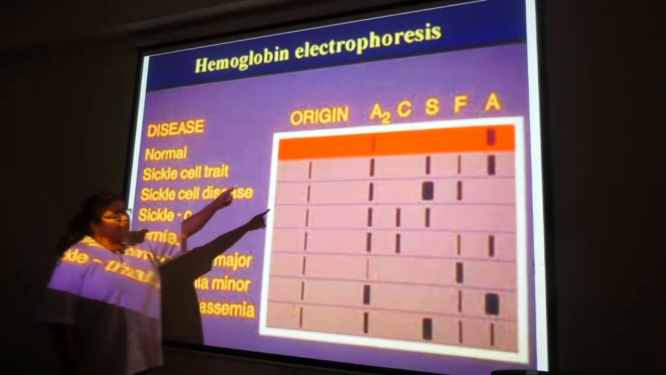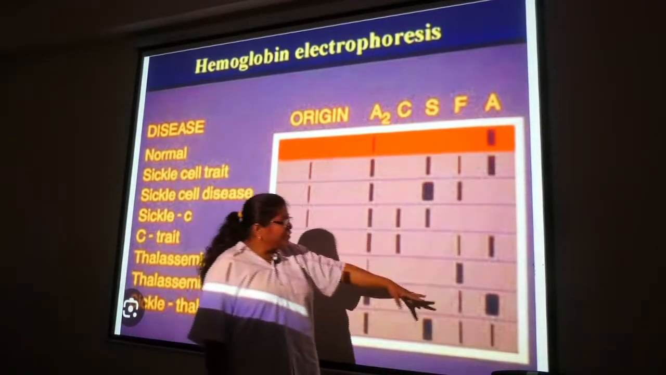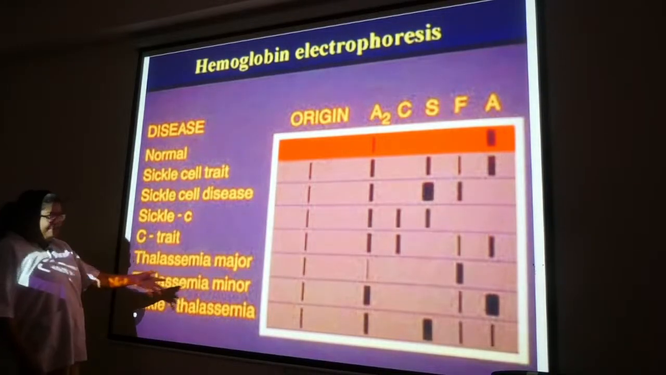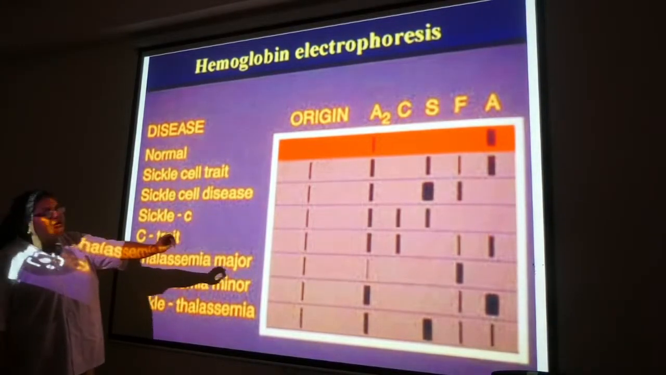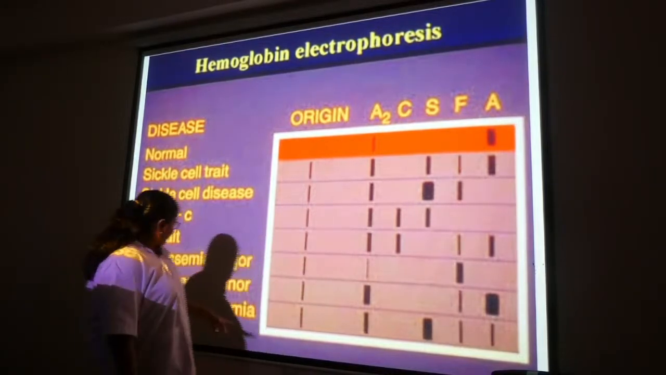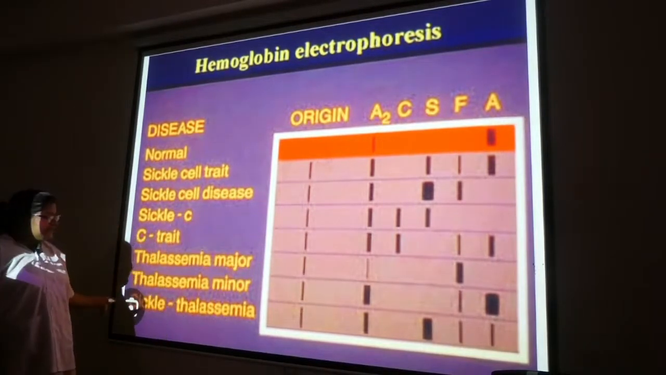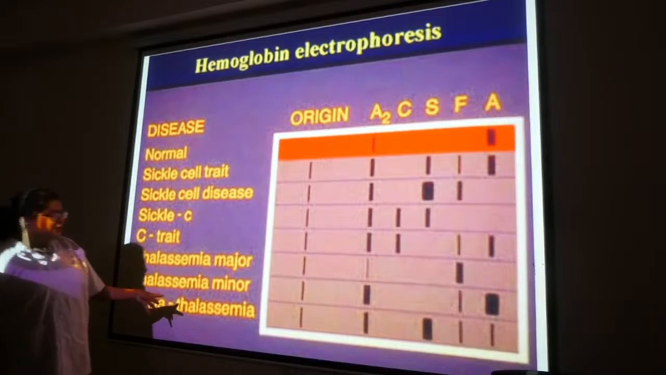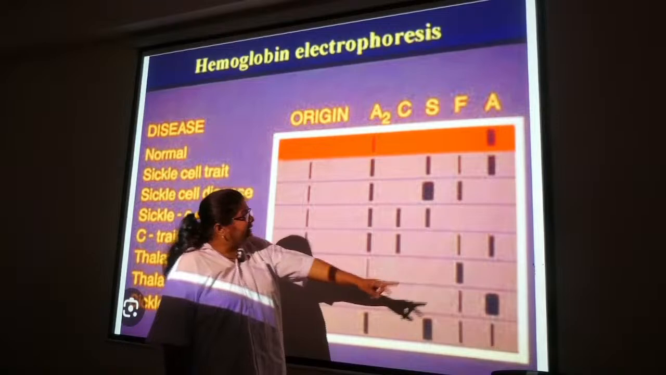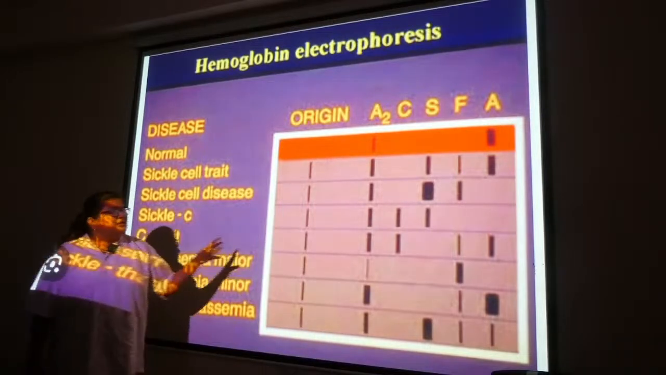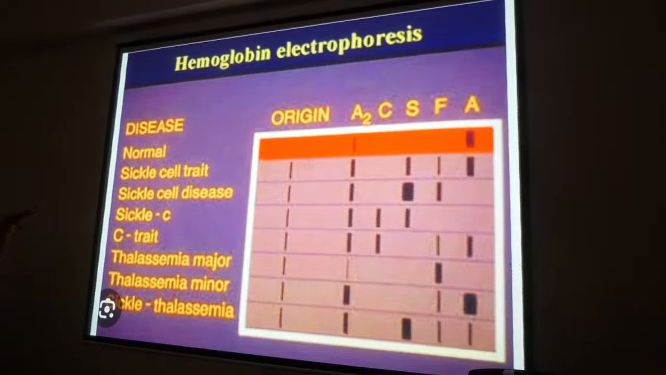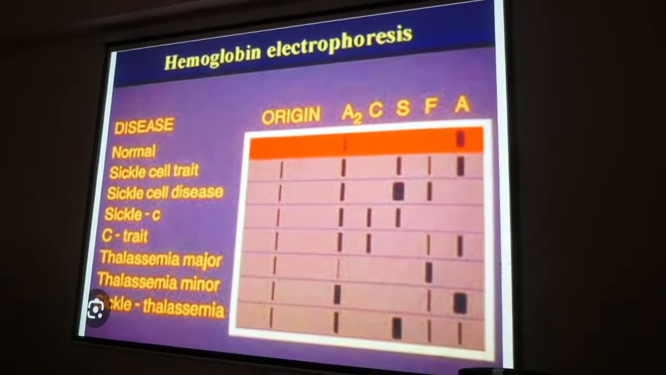In thalassemia major, fetal hemoglobin is more, so the F band is more. In thalassemia minor, there will be a little bit of F band, and A band and A2 band. In sickle cell with thalassemia, there will be S band, F band, A band and A2 band. By these bands we can understand what kind of hemoglobinopathy is there.